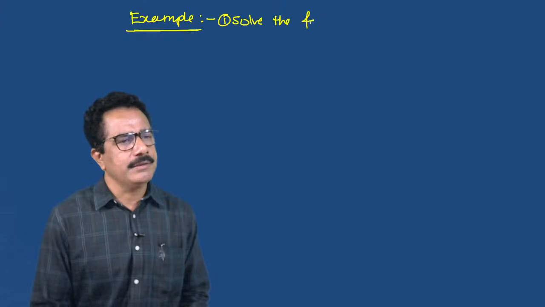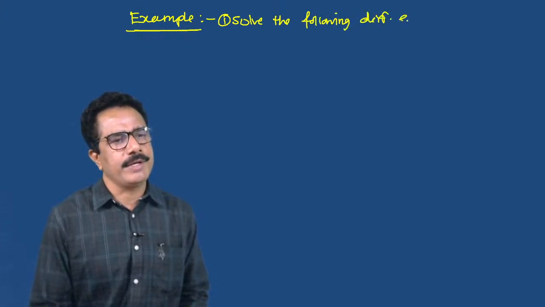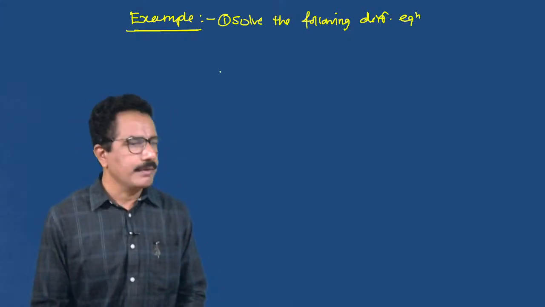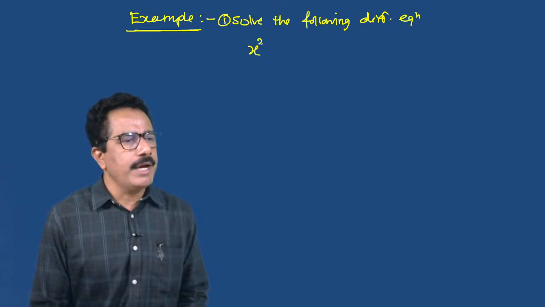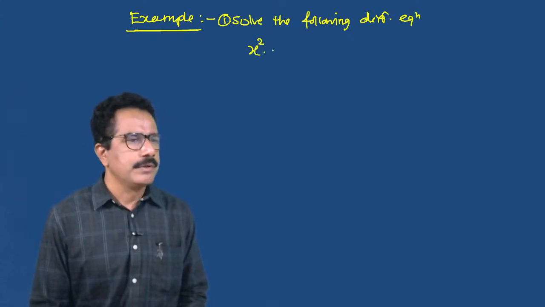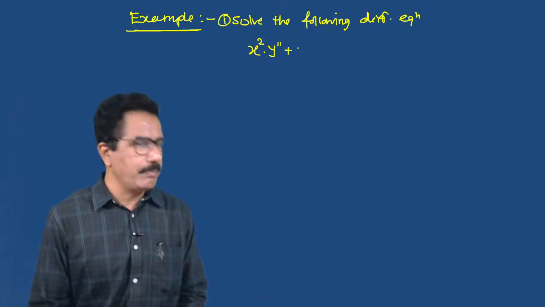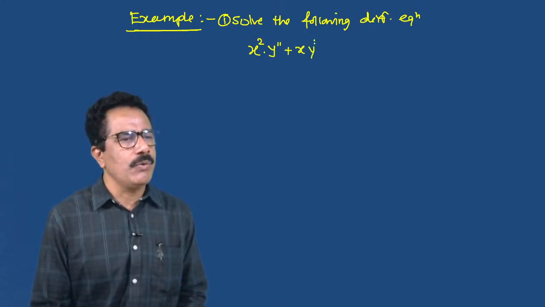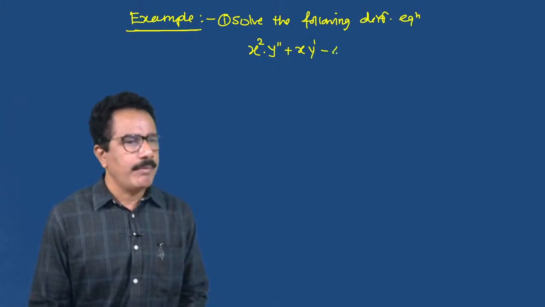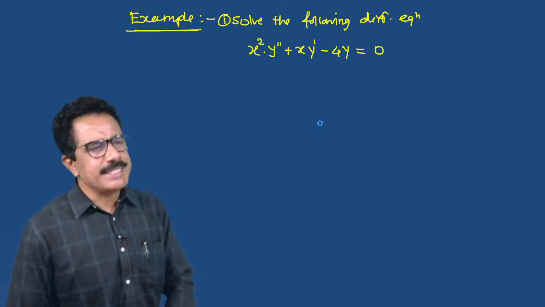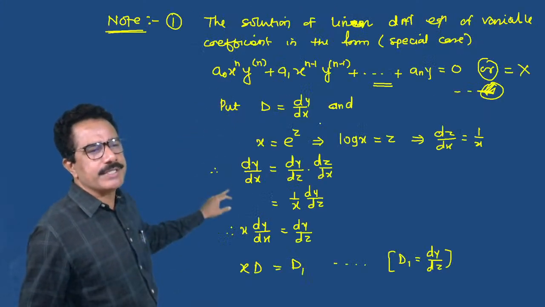Solve the following differential equation. First, x square into y double dash plus x into y dash minus 4 into y, which is equals to 0. Means this is like this equation.